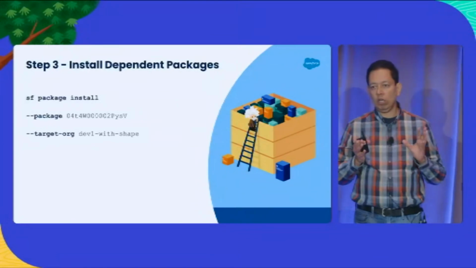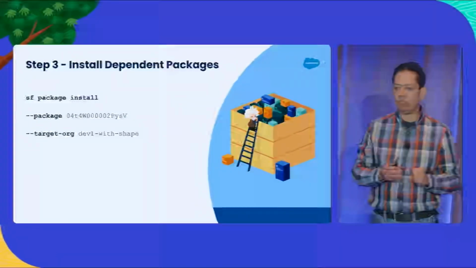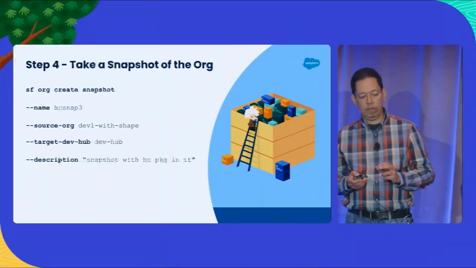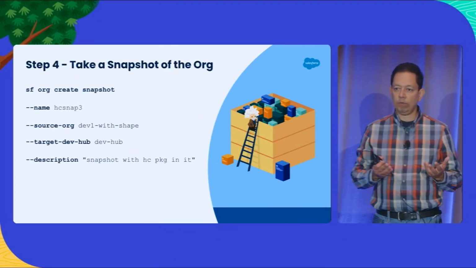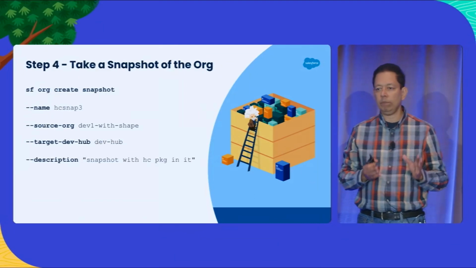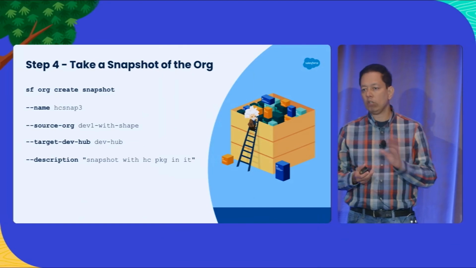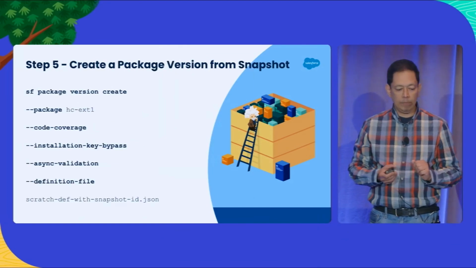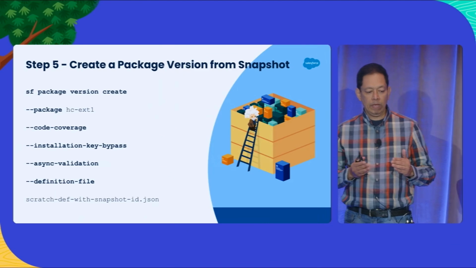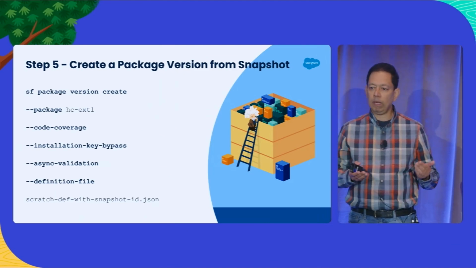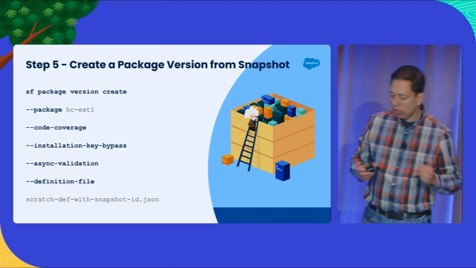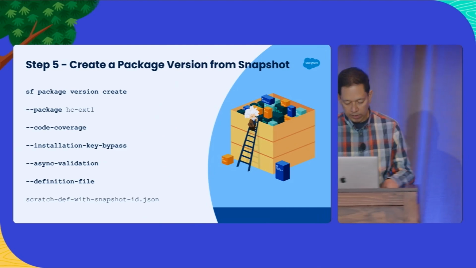Then I install all the time-consuming dependent packages into the Scratch org and take a snapshot of that Scratch org. Now, this snapshot can be used for development purposes. It can also be used for package builds. And in step 5, I will create the package version by leveraging the snapshot. So let me go ahead and show you this really quickly.